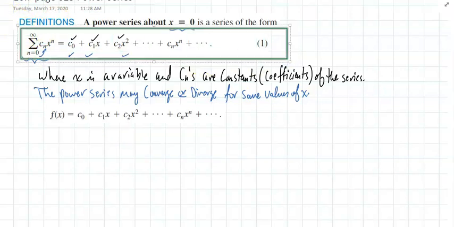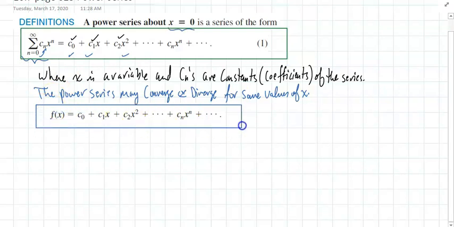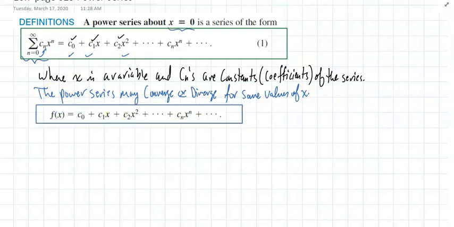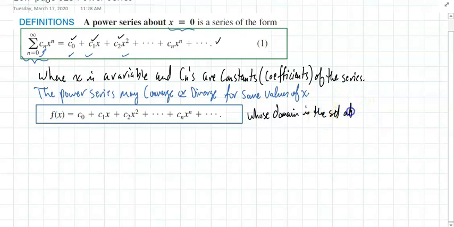Later on, we're going to actually write f of x equal this same series, and we're going to state the domain, and the usual, whose domain is the set of all x for which the series converges.